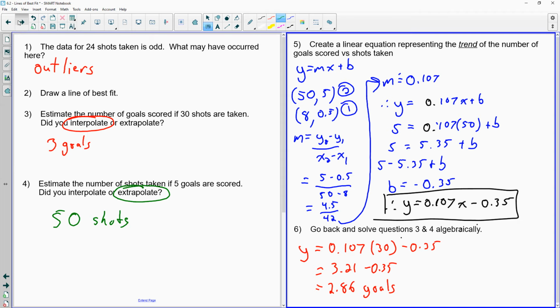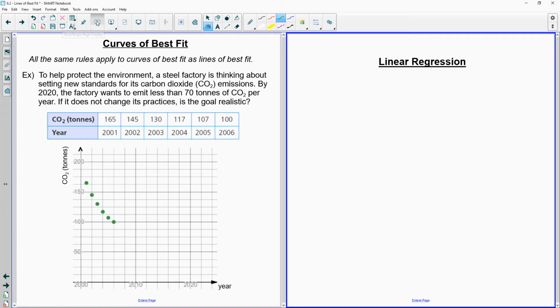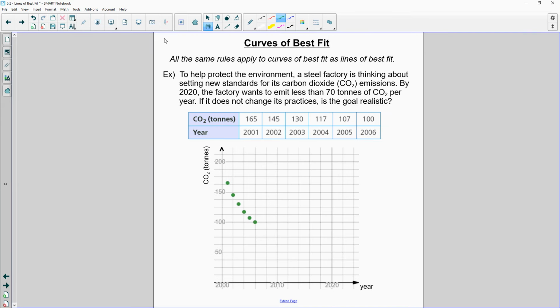Now, what if we have a curve of best fit? Okay, so let's look at an example like this. Now, for a curve of best fit, generally speaking, all the same rules apply that we do for a line of best fit. So if I look at this particular example, we have an environmental question where we have the amount of CO2 emissions being pumped out per year. And looking at this graph, I probably could draw a line of best fit through that, but if you look, it does seem a little bit curved. So it might make more sense in this case to do a curve of best fit.